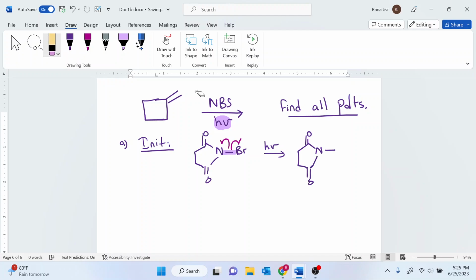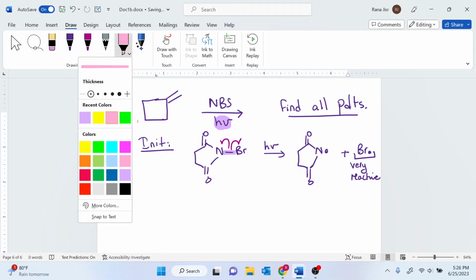So you're going to end up having a free radical on the nitrogen and a free radical on the bromine. Okay, now the bromine here is very reactive. So this guy here is going to be very reactive. This is what I'm going to take, and I'm going to proceed my reaction with that.